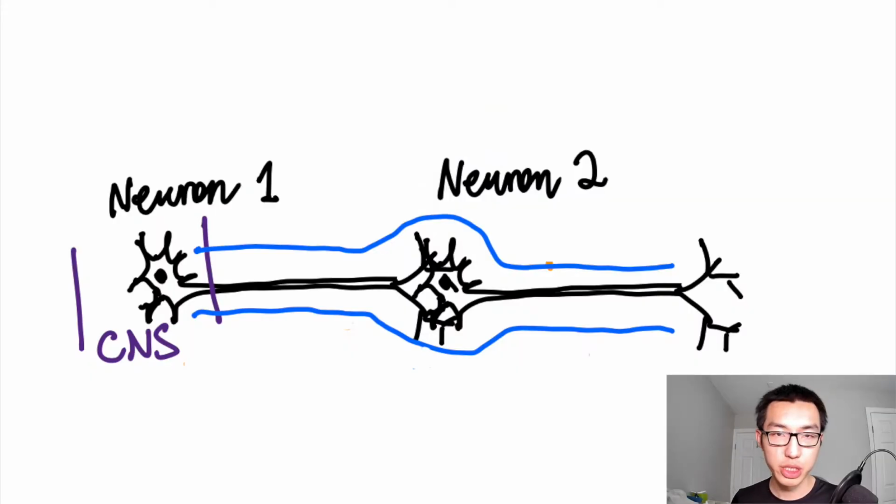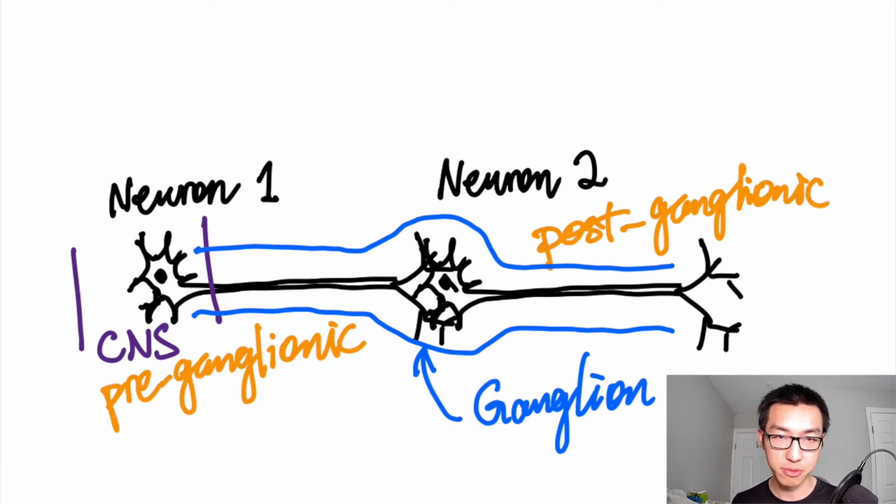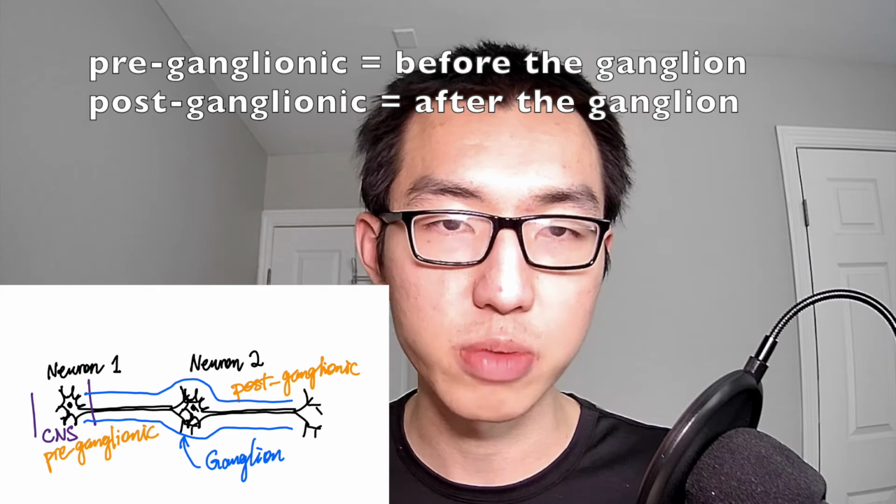For another example, inside the ganglia on the autonomic motor nerves, the preganglionic axons synapse or make contacts with the postganglionic neurons. Pre means before and post means after.